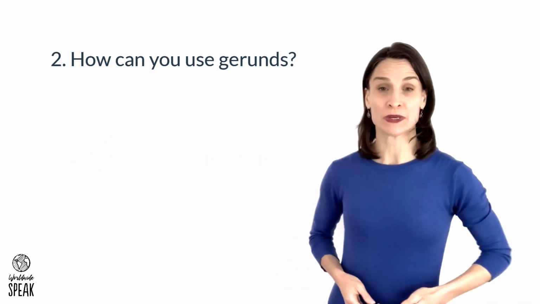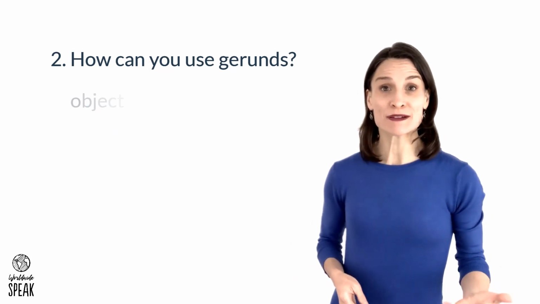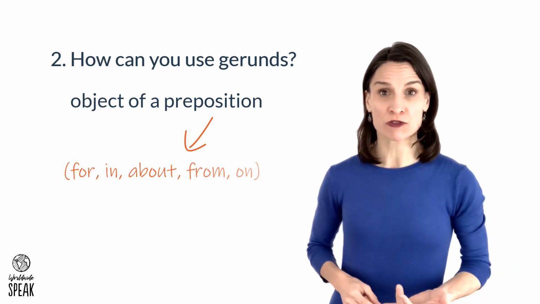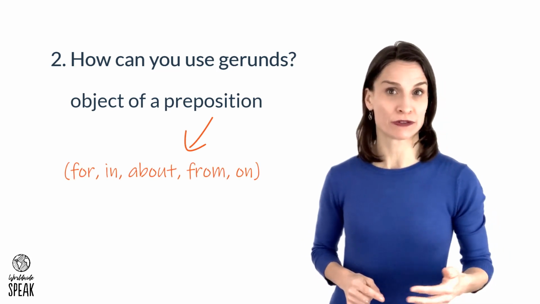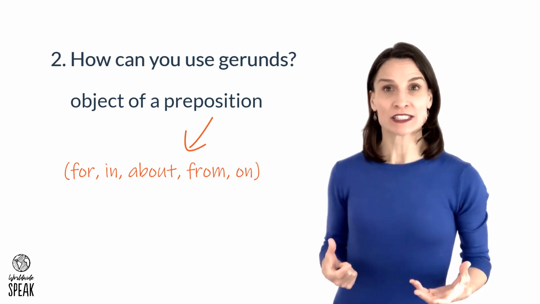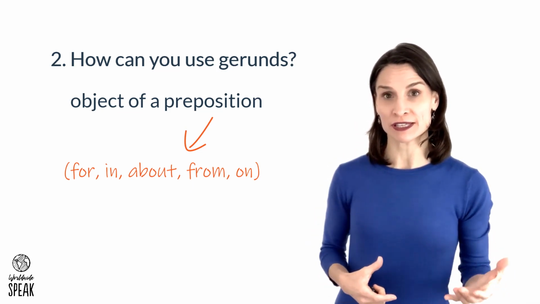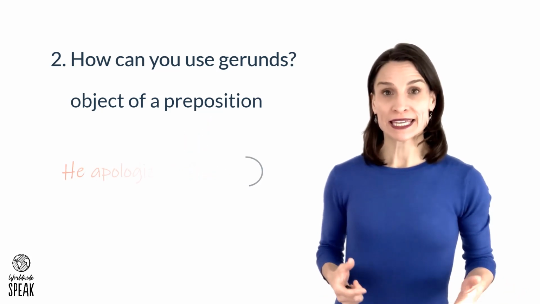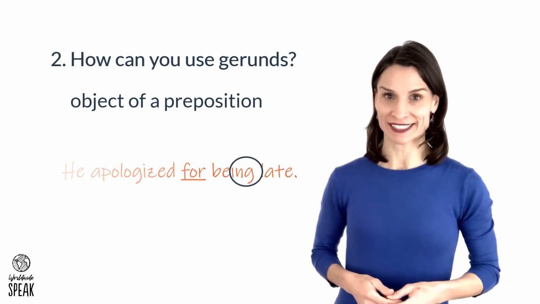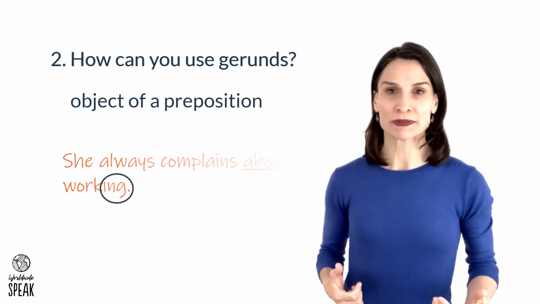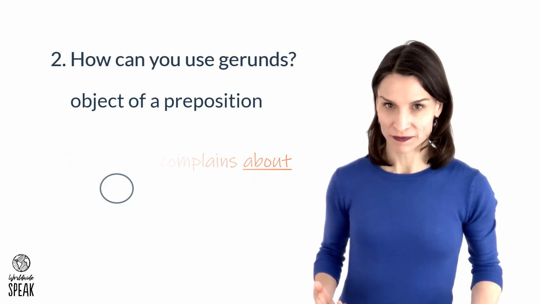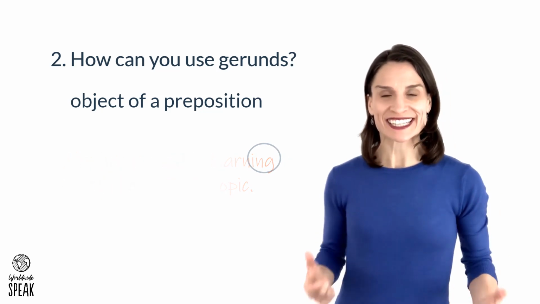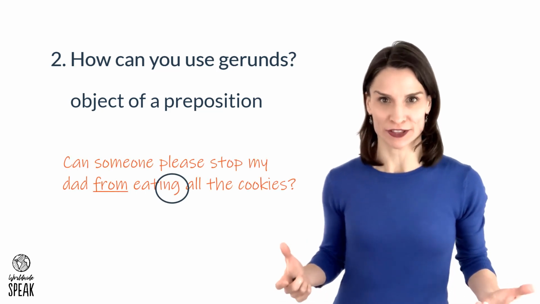Finally, another time when we can use gerunds is as an object of a preposition. Prepositions are words like for, in, about, from, on, and it's very useful to know that after these prepositions, we can use a gerund. For example, he apologized for being late. She always complains about working. I'm interested in learning more about that topic. Can someone please stop my dad from eating all the cookies?